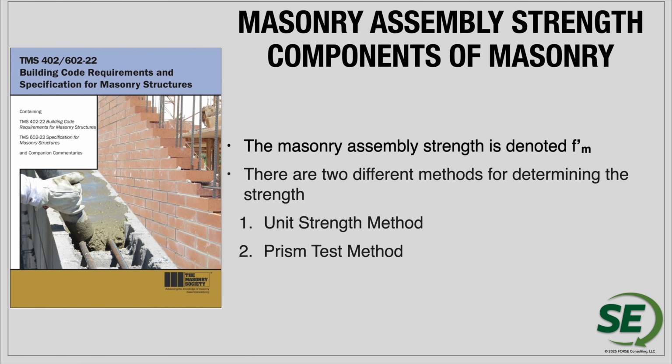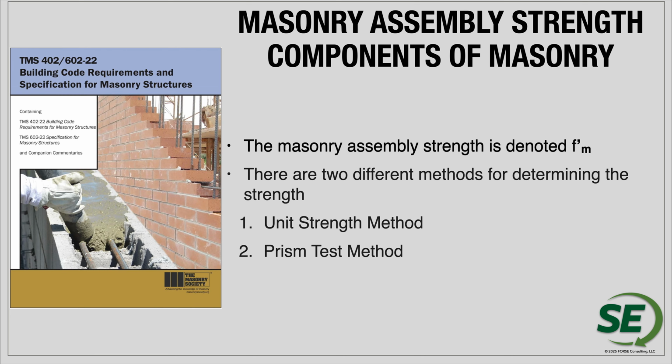And there's two different methods that we utilize to determine what the overall strength of masonry is going to be. The first one we would commonly refer to as the unit strength method. There's going to be several tables within the code that give us a very straightforward way to define what the masonry strength should be.